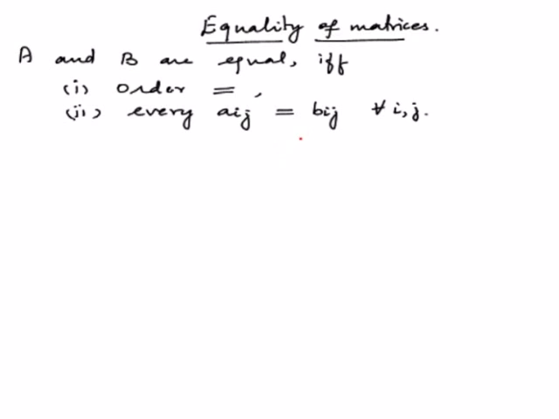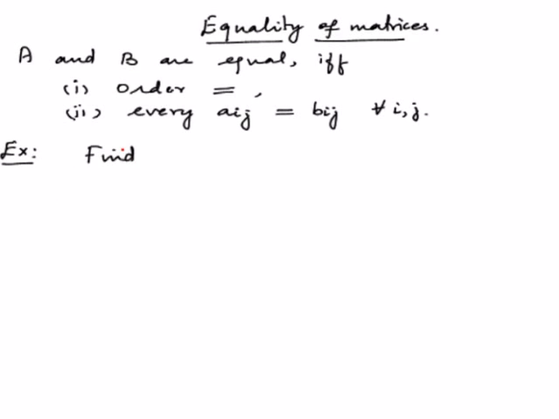So, what do you understand? We understand that matrices A and B are said to be equal only if they are of the same order and every corresponding element will be equal. Okay, let us see an example using this concept.